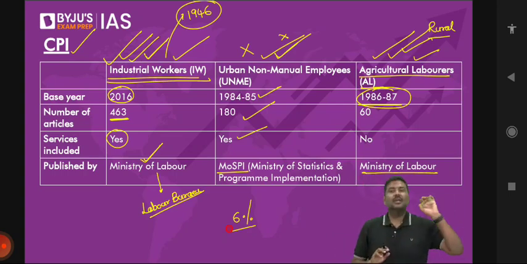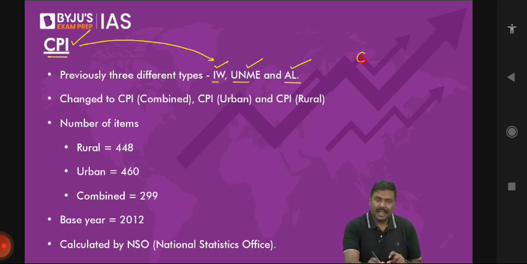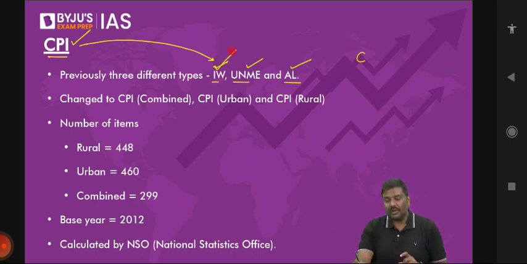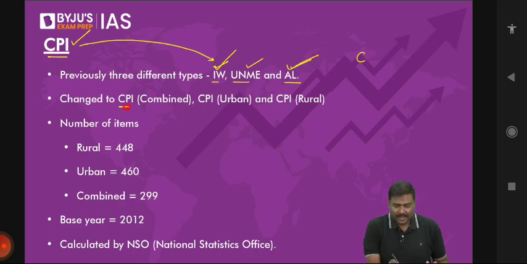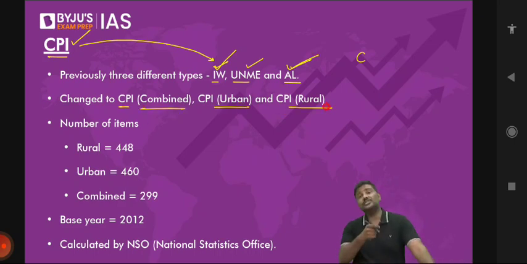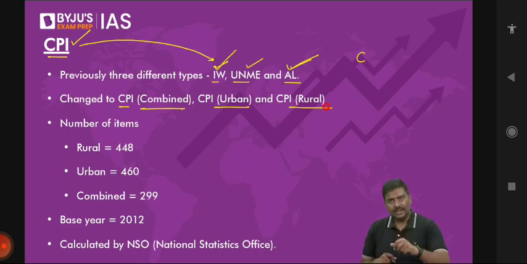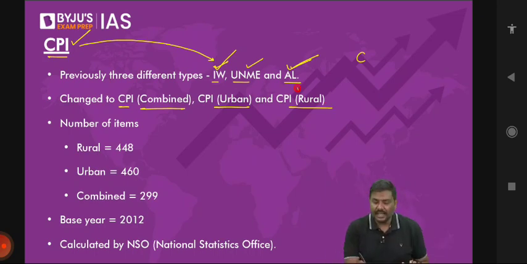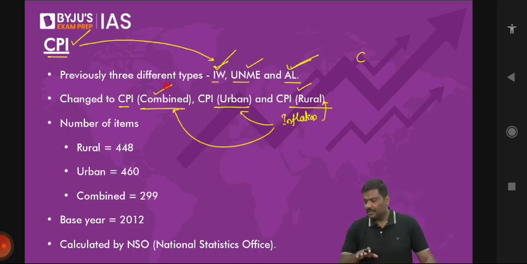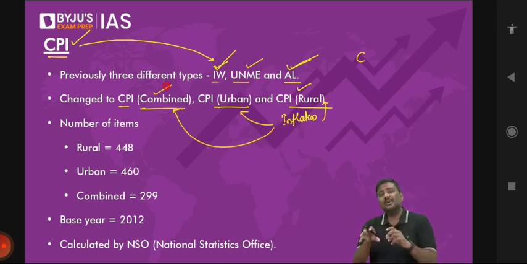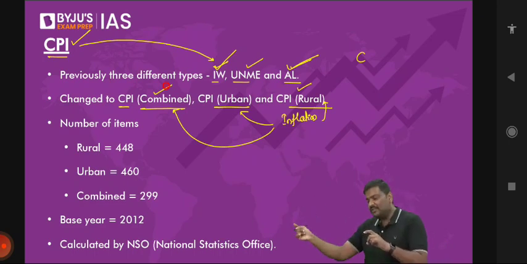Now understand the next point here. We calculate CPI-IW, which has its own use. We calculate CPI-AL, which has a different use. In addition to this, we also calculate CPI combined, CPI urban, and CPI rural. That is, we calculate how much is the inflation in rural India, how much is the inflation in urban India, and how much is the inflation in overall India. Any difficulty, let me know.